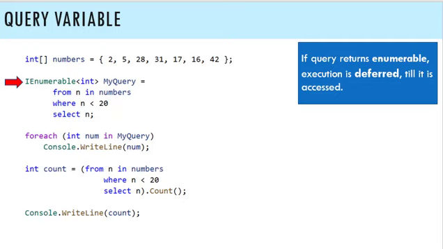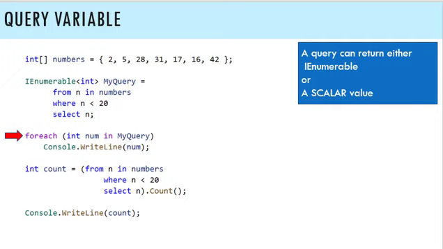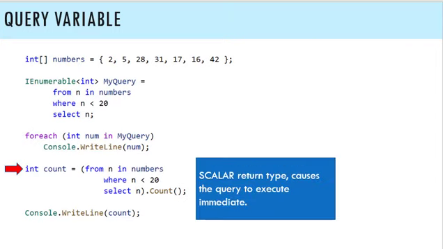Here in this example, a query variable myQuery is declared. The return type of myQuery is IEnumerable of int. It is executed when it is accessed here in the foreach loop. If I access the variable in another loop, it will be executed again. But here is the second query, which returns a scalar value. This is executed immediately. It is not a deferred query. And the result is immediately available in the variable count. There are some methods which return scalar values. We will discuss these methods later.